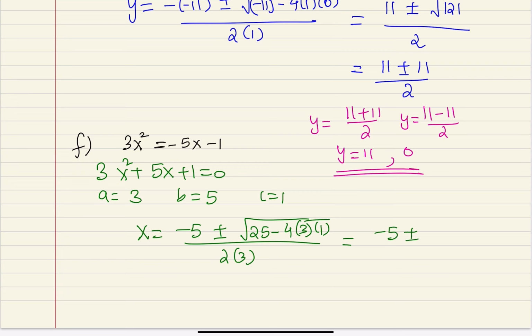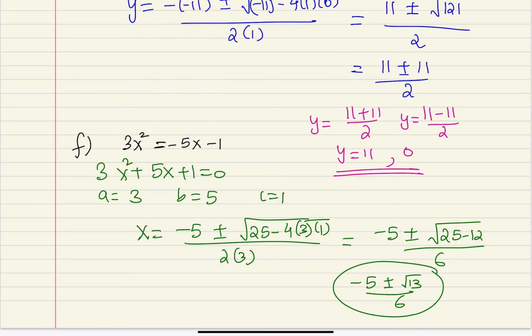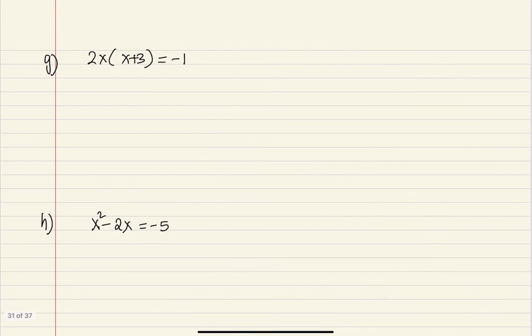So negative 5 plus minus square root of 25 minus 12, divided by 6. So inside the square root, we have 25 minus 12, and that would be square root of 13. Negative 5 plus minus square root of 13 divided by 6. So there's our two solutions, one with the negative sign, one with the positive sign. Couple more examples of solving an equation using quadratic formula.